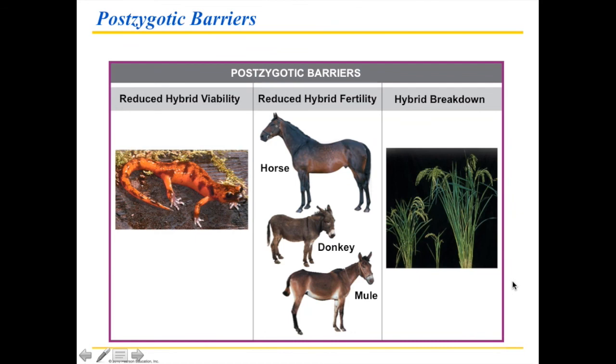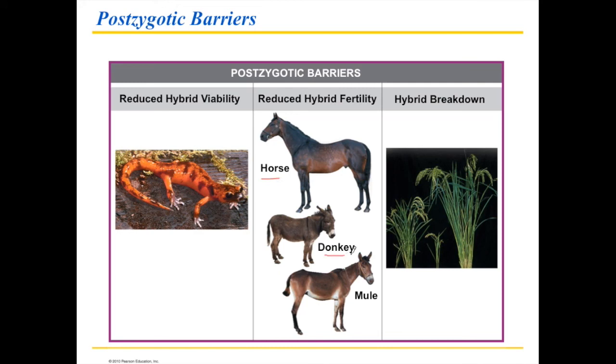Post-zygotic barriers are a little harder to find and are also a little harder to define. And here are examples. There on the left, there's a salamander. It produces hybrids, and these hybrids tend to die relatively early and therefore are not going to have offspring of their own. Everybody's probably best known one is the horse and the donkey, right?